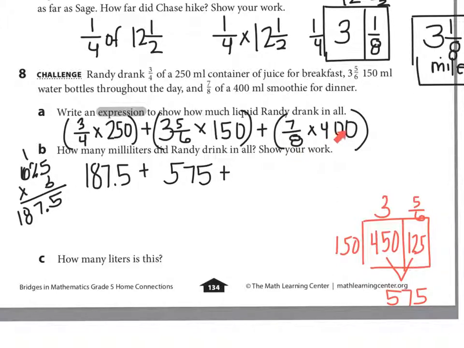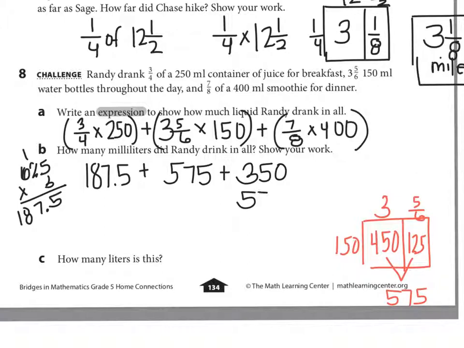And lastly, 7/8 times 400. So I'm thinking 400 divided by 8, which I know 40 divided by 8 is 5. And so it's 50, right? 50 times 8 is 400. Yes, that's correct. And so 50 times 7 is 350. And so 350 milliliters.